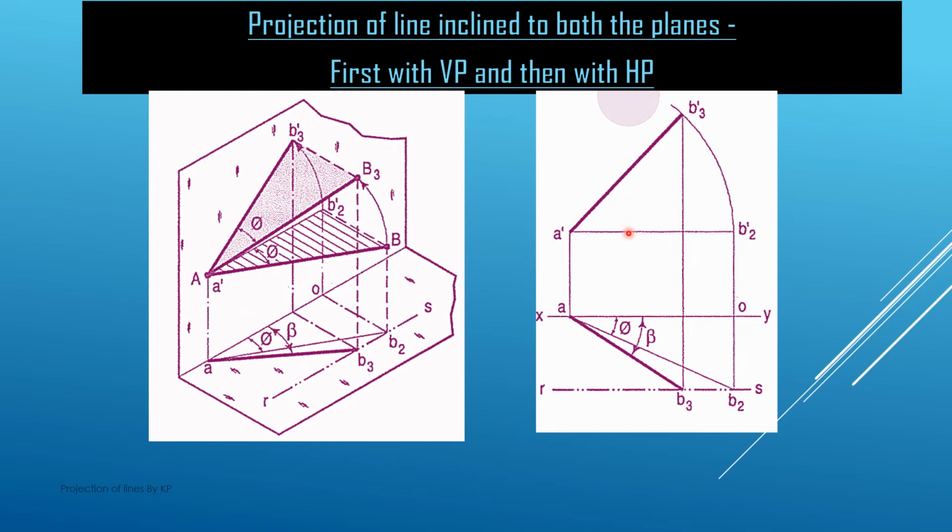So in the previous slide, we started first with the line making an angle theta with the HP and then inclined by an angle of phi. In this slide, we first consider that the line is inclined at an angle of phi with the vertical plane, and then it is making an angle theta with the horizontal plane.